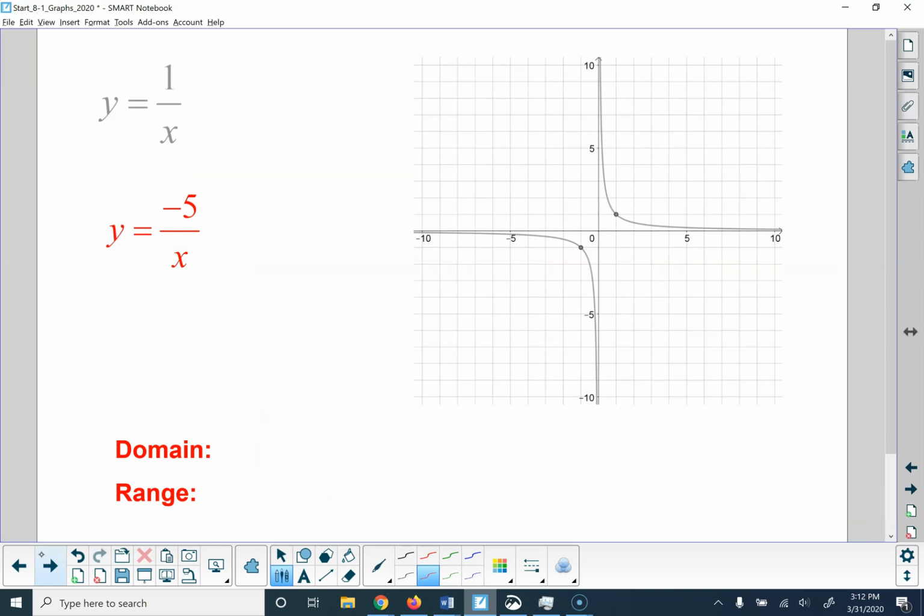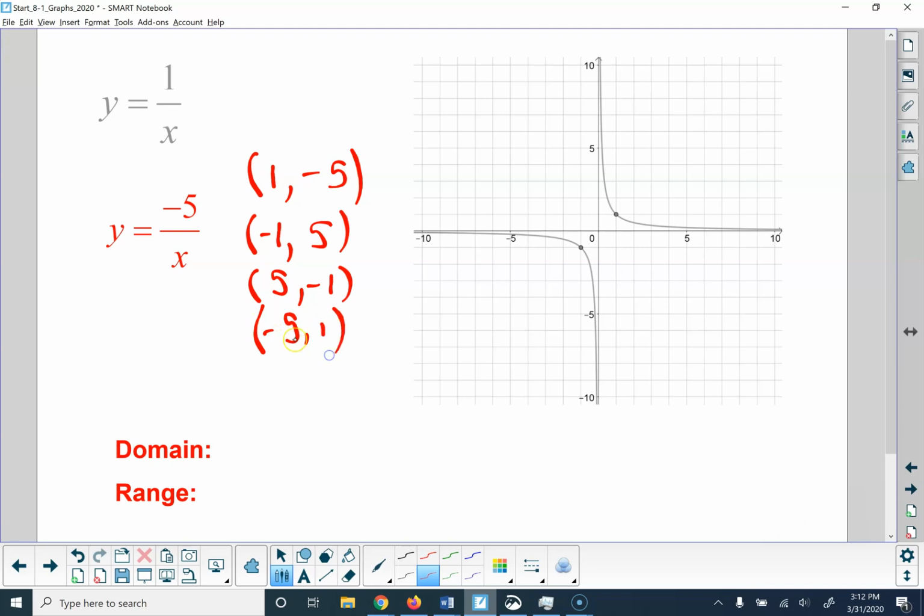What about if we're looking at y equals -5 over x? Get a little trickier. You're multiplying the y's by -5, so the point that was (1, 1) on the parent function is (1, -5), and (-1, 5), (5, -1), (-5, 1). And again, it might be helpful to think of this as x times y equals -5 if you multiply both sides of the equation by x. X times y is -5. What pairs are those? (1, -5), (-1, 5), (5, -1), (-5, 1).